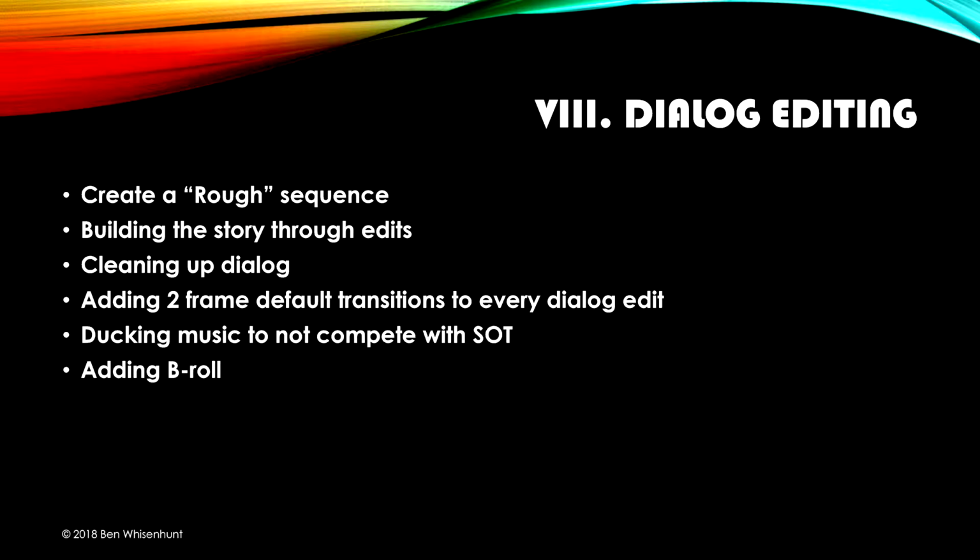In this module we're going to talk about creating a rough sequence, building the story through edits, cleaning up dialogue, adding 2-frame default transitions between every dialogue edit that applies only to the audio, and then ducking the music to not compete with the SOT or the sound of talent. We're also going to show you how to add B-roll to your sequence. Alright, so let's get into it.